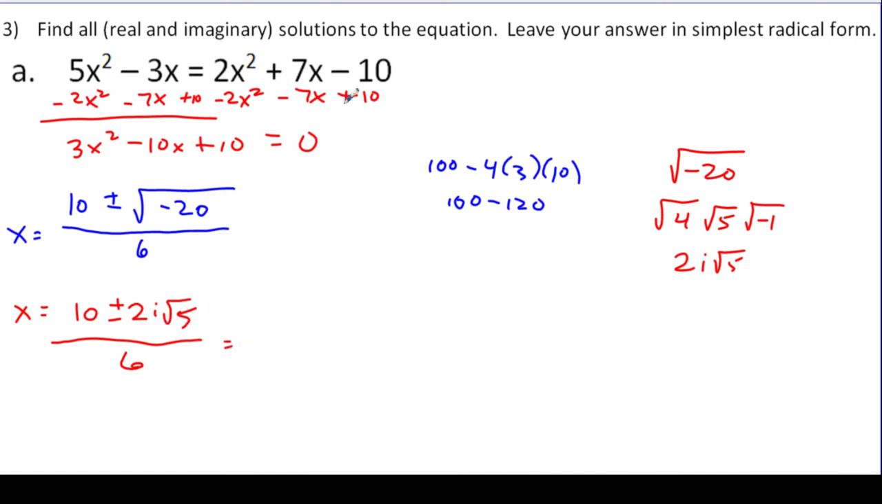I have one more step to do. We're almost done. I'm looking at 10/6 and 2/6, and they look like they can be simplified. They all have 2's in them, so I'm going to say 5 plus or minus i root 5 all over 6.